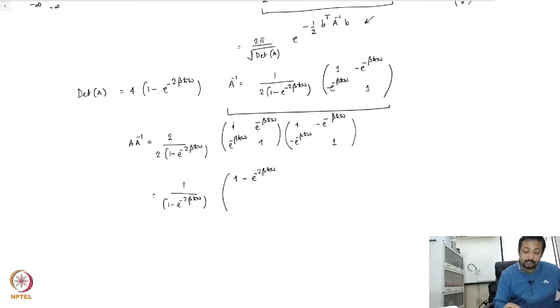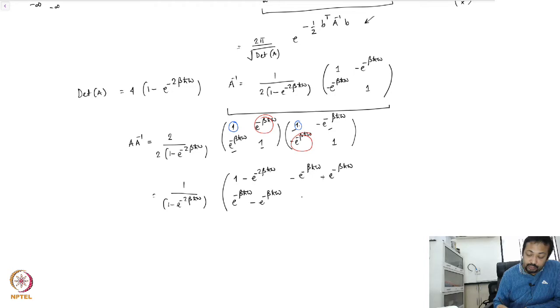This time the first element is going to be 1 minus e to the power minus 2 beta h bar omega. This multiplies this, and this multiplies this, for the first element. The second element is going to be minus e to the power minus beta h bar omega plus e to the power minus beta h bar omega. This element is going to be e to the power minus beta h bar omega. This multiplies this, and then 1 multiplies this, gives you minus e to the power minus beta h bar omega. Finally, the last element is going to be 1 minus e to the power minus 2 beta h bar omega.